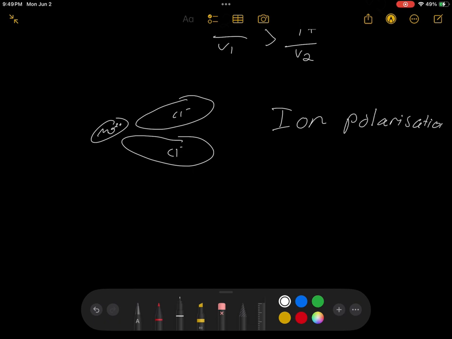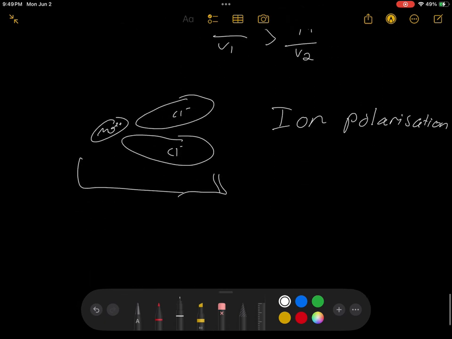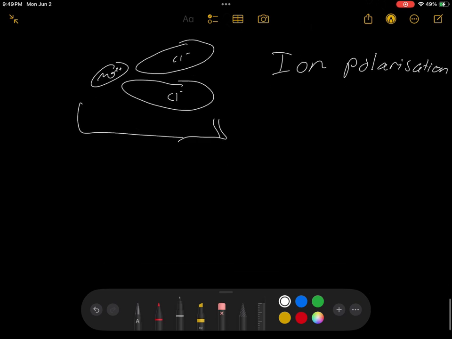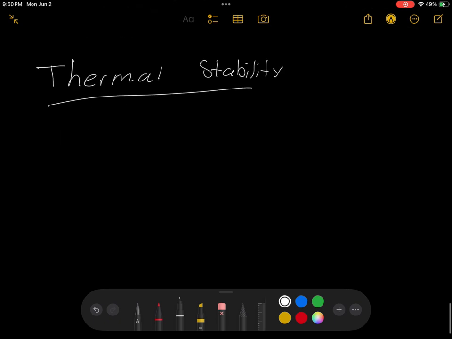And we can recognize that greater ion polarization essentially means a greater attraction between ions, right? And when it comes to lattice energy, greater polarization is a sign of a more exothermic delta H lat, right? But this ion polarization also plays into another trend, and that is thermal stability. So, what is thermal stability? First, understand thermal decomposition.